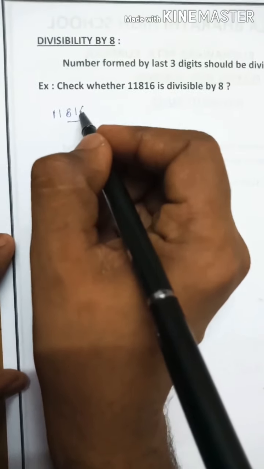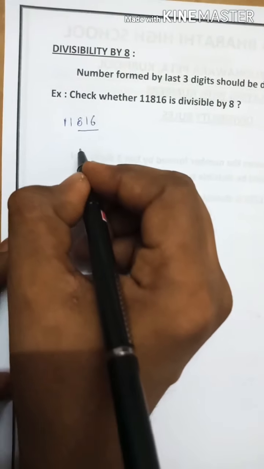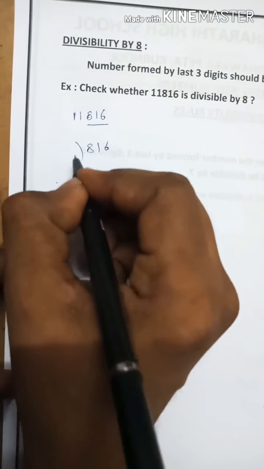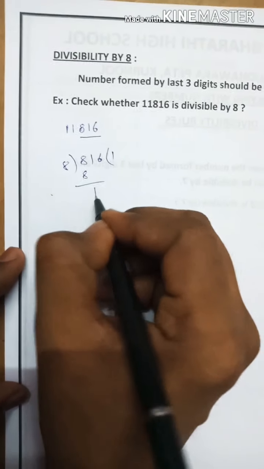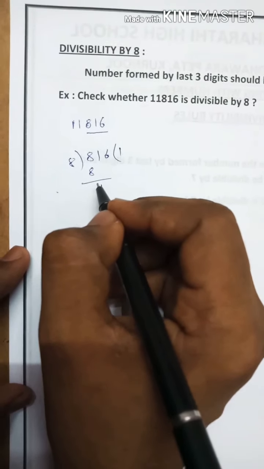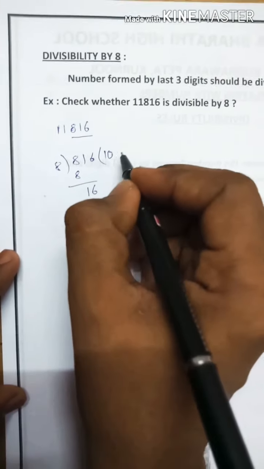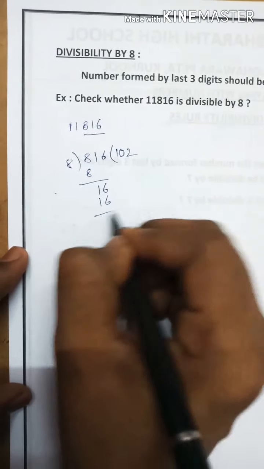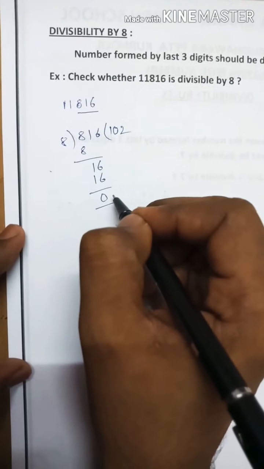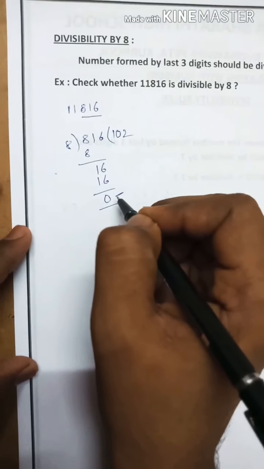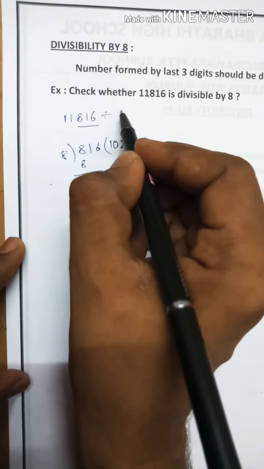Now what we need to do? We need to take these last 3 digits and see whether these 3 digits are divisible by 8 or not. Let us check. 816. 8 ones 8. So bring down 1 here. 1 is not divisible by 8. So take here 0, bring 6 down. Now 8 twos 16, right? So the remainder will be 0. If you observe carefully, 16 minus 16 is 0. We got here remainder 0. From this we can say that 11,816 is divisible by 8.